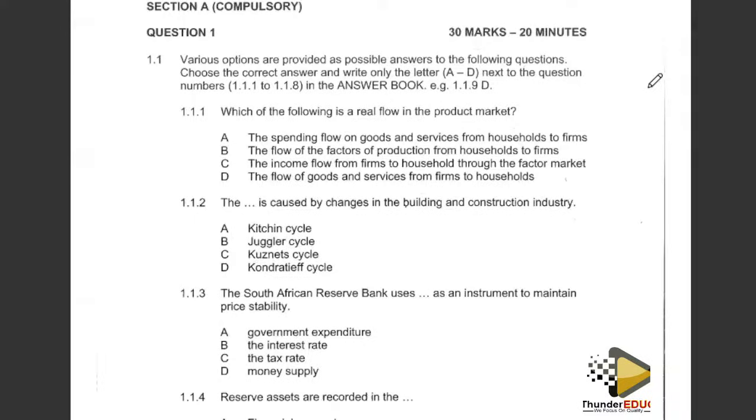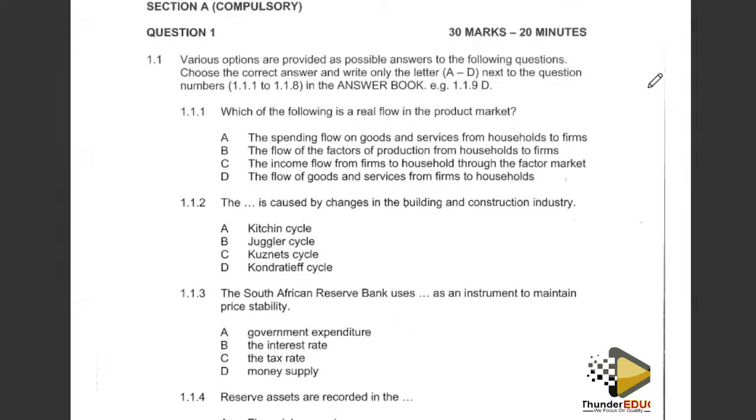Here we check the goods and services that are being bought and sold. So now, when we talk of the real flow, we have two types of flows. We have the money flow as well as the real flow. So now under real flow, we check the flow of goods and services.